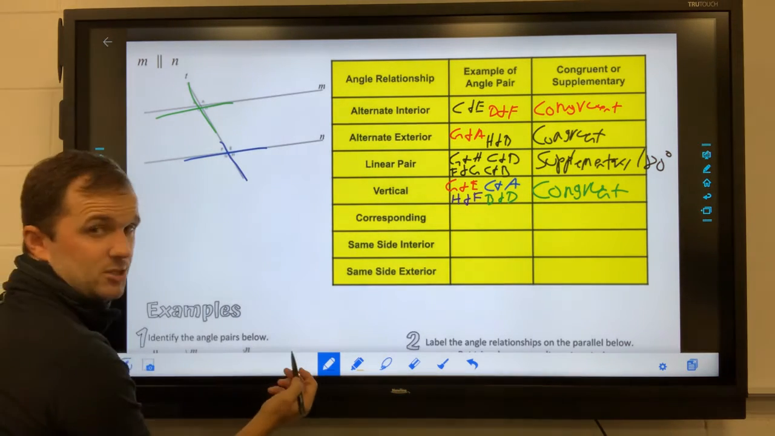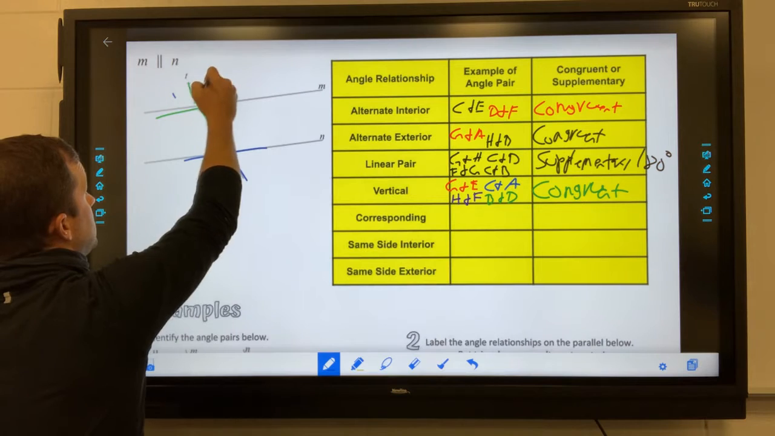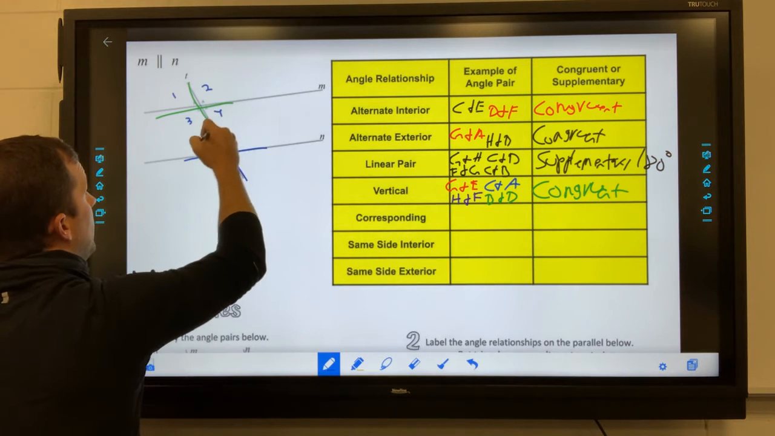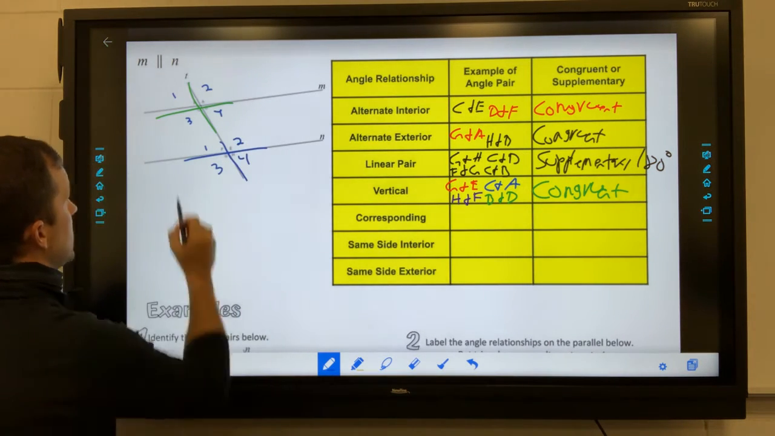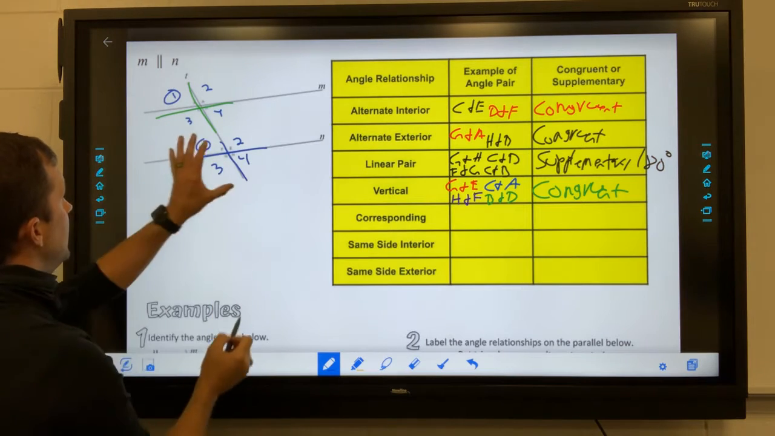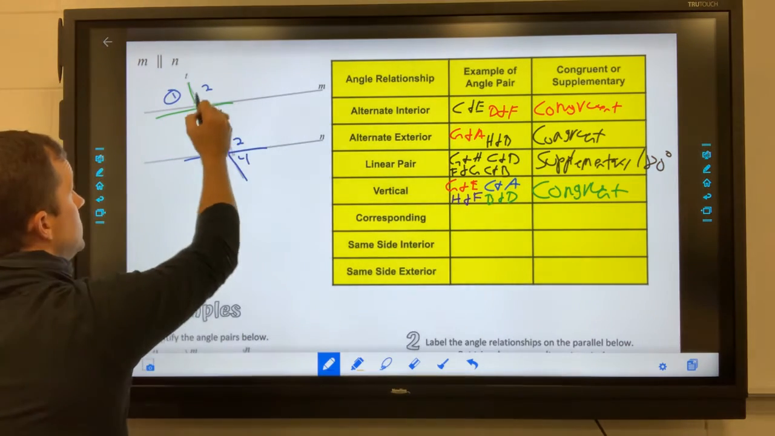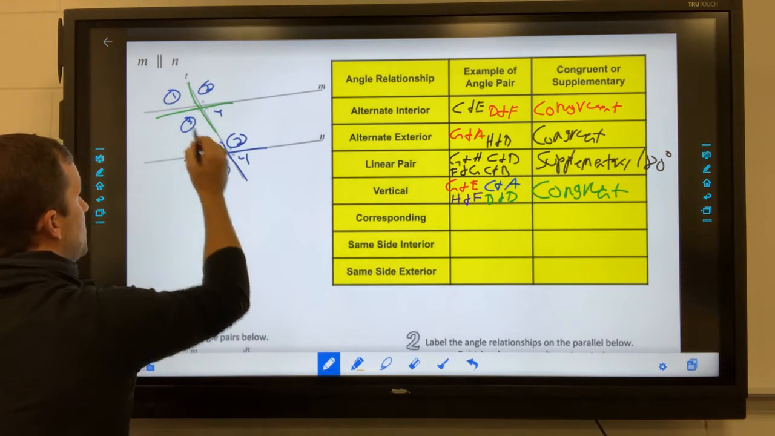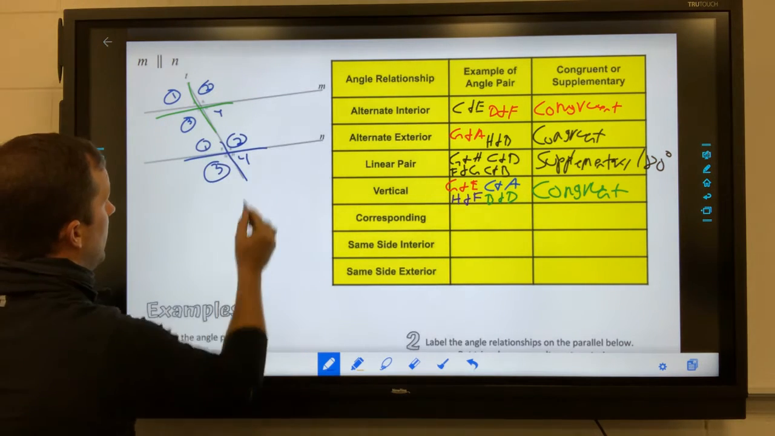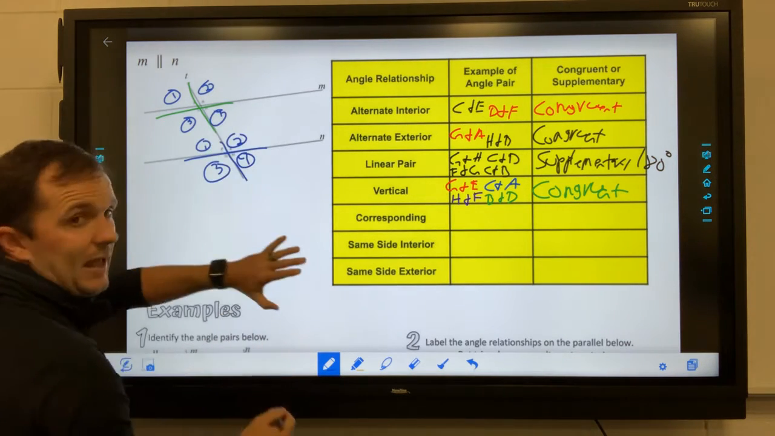And I'm going to label these 1, 2, 3, and 4. So 1 and 1 are in the top left-hand corner. 2 and 2 are in the top right-hand corner. 3 and 3 are in the bottom left-hand corner. And 4 and 4 are in the bottom right-hand corner.